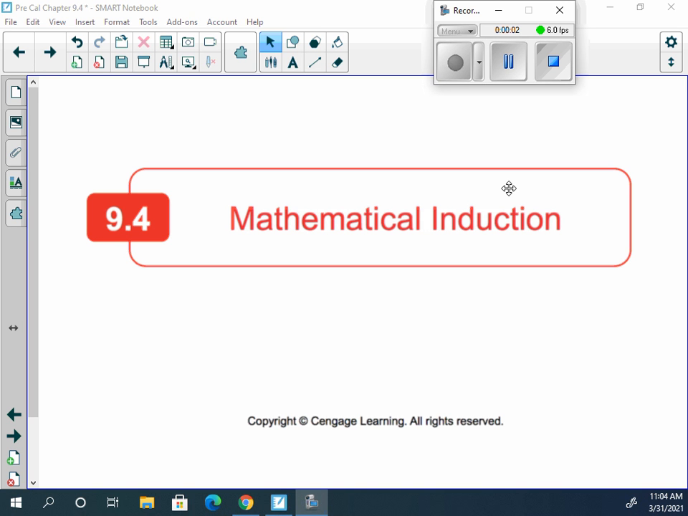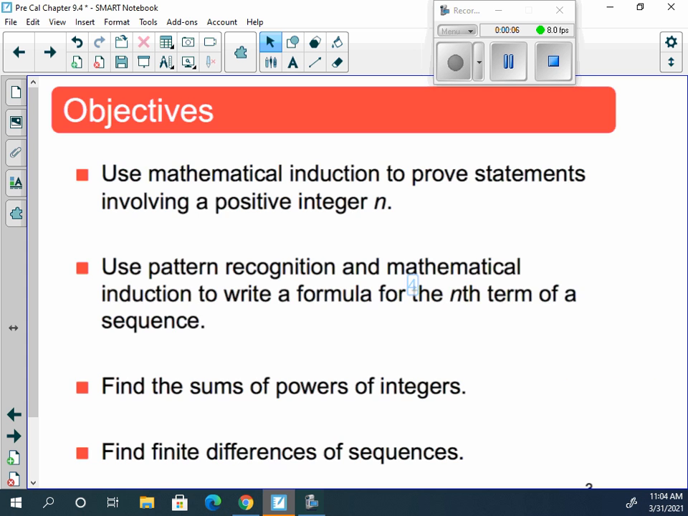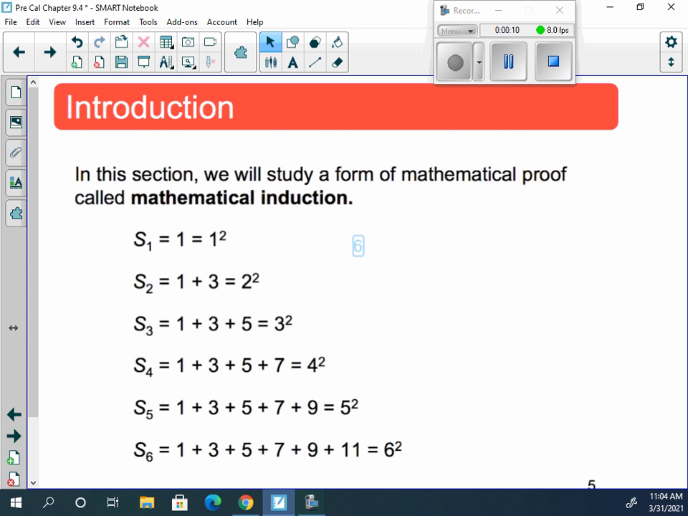Now, part of what we're going to look at today is mathematical induction. This is a type of proof. Introduction. In this section, we'll study a form of mathematical proof called mathematical induction. And using this here is kind of a way to start.